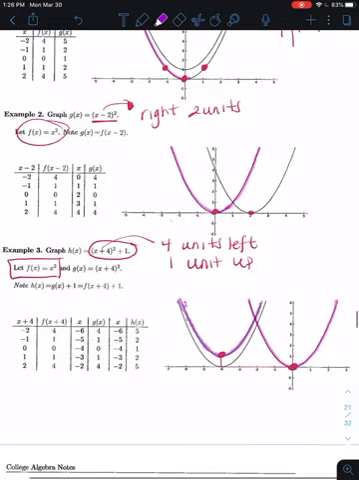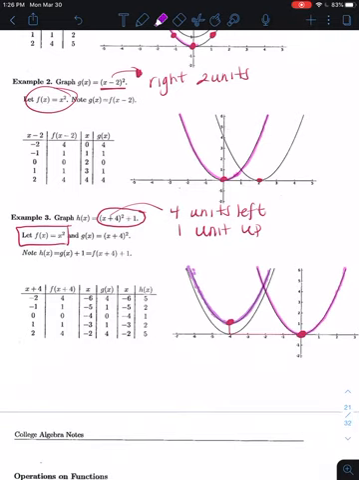And I'm actually going to put that into Desmos. So (x plus 4) squared plus 1.